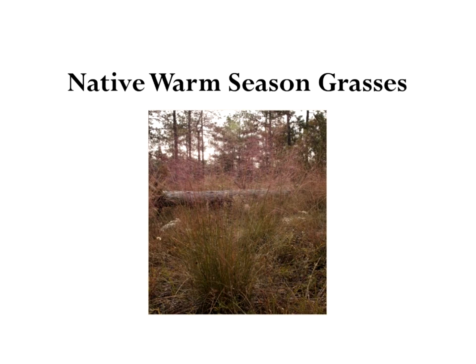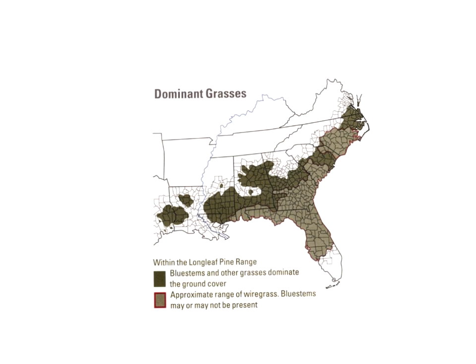First, let's talk about the native warm season grasses. When you're talking about the grass component in the longleaf understory, you're basically talking about two somewhat distinct regions within the longleaf range. In this map, the lighter shading are areas that are dominated by wiregrass. Blue stems may or may not be present in those systems, but your primary grass that you're targeting is going to be wiregrass. The areas with the darker shading are areas where blue stems are more dominant, so your Andropogons and your Schizachyriums. In those regions, you don't have any wiregrass, so that's outside the wiregrass range.